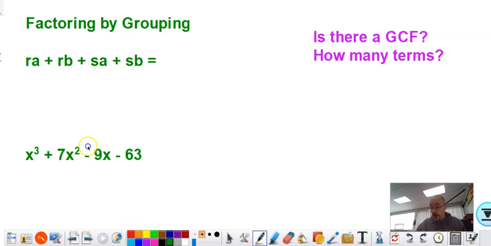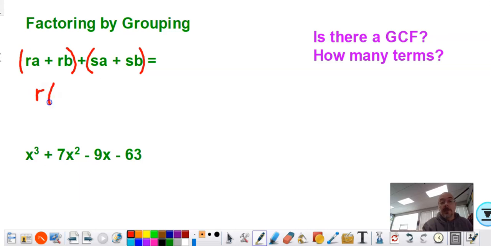So here we go. You ready? We're going to group. We're going to make 2 groups. We're going to group these 2 together and these 2 together. Now, that first grouping that I made, there's a GCF. That would be the R. So what I'm going to do is pull out the R, and I'm left with A plus B inside, plus. Now the second grouping, I'm going to pull out the GCF, which is the S. So I pull out the S, and I have A plus B.